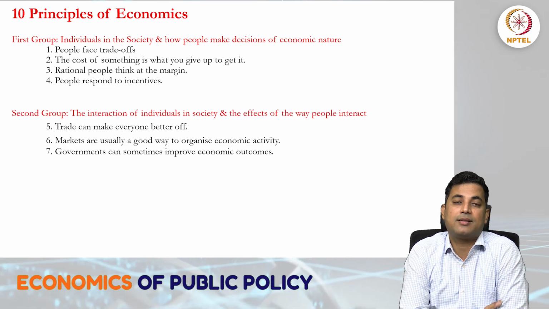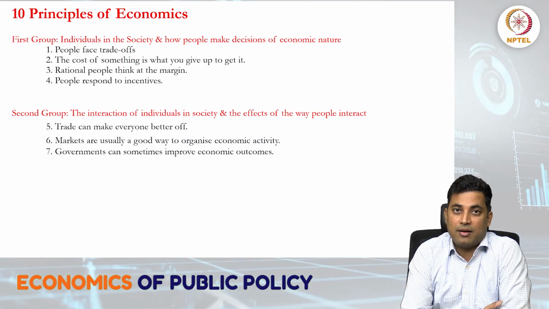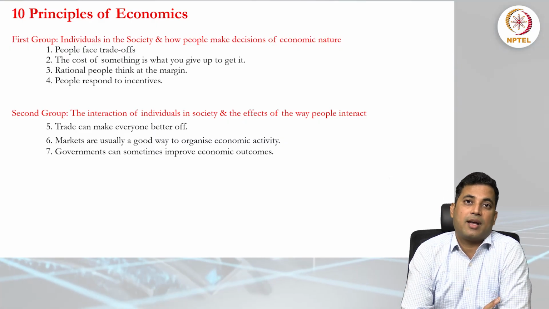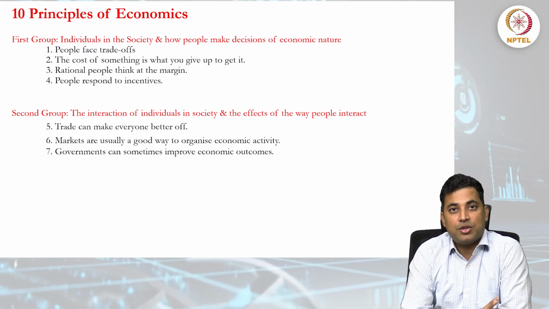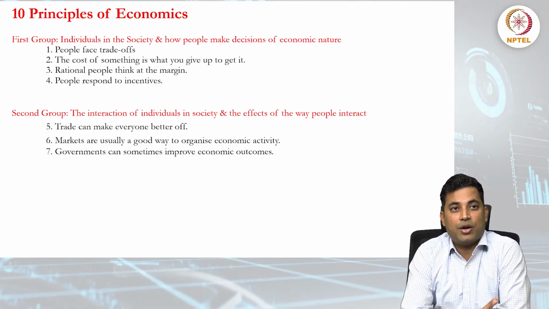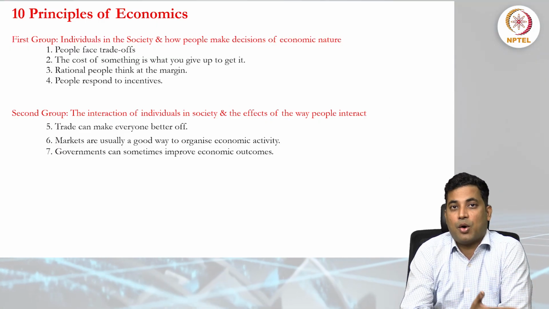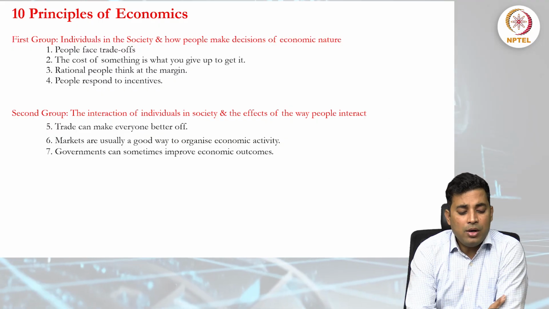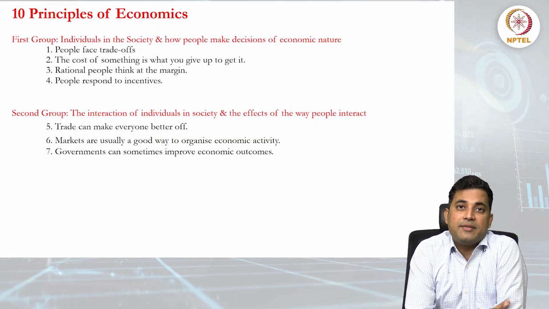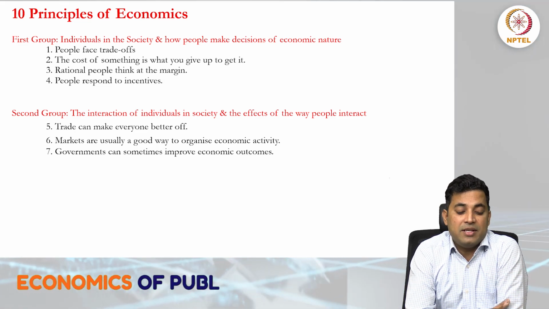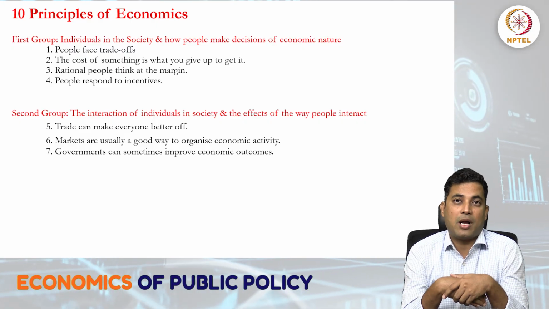Buyers and sellers assemble in a place where economic activities are organized, and that place is referred to as a market. So market is the institution, or you can also say market is the organization where economic activities are organized. Now moving to principle 7, where we are emphasizing government, and this principle talks about how governments can improve economic outcomes.